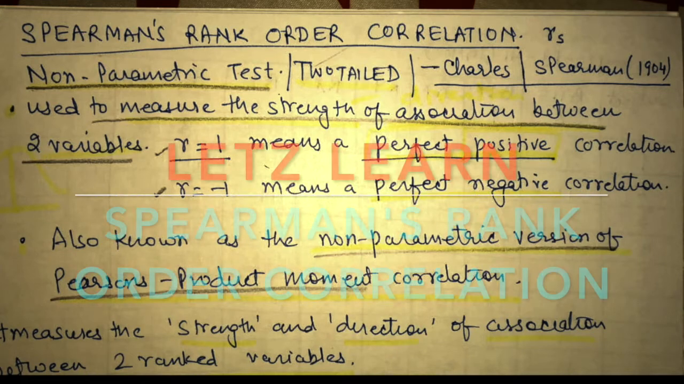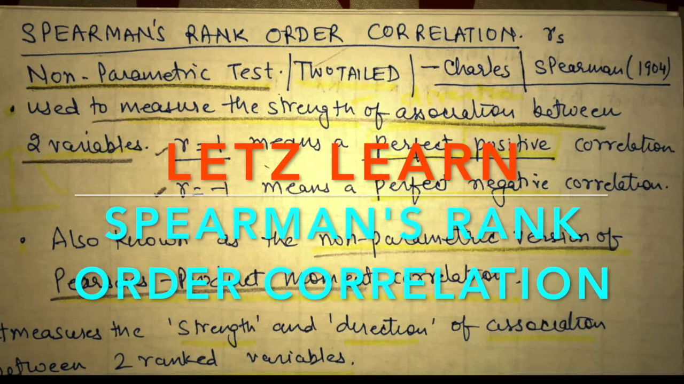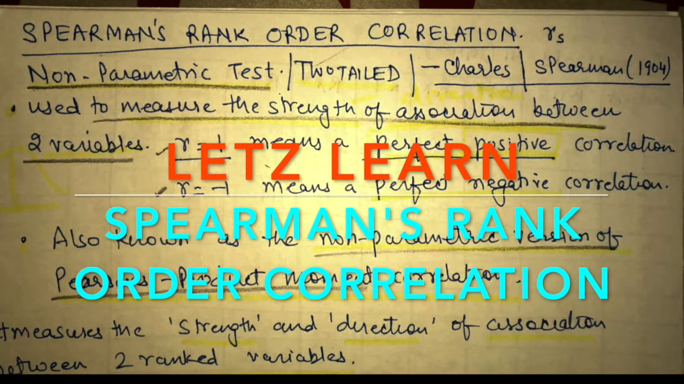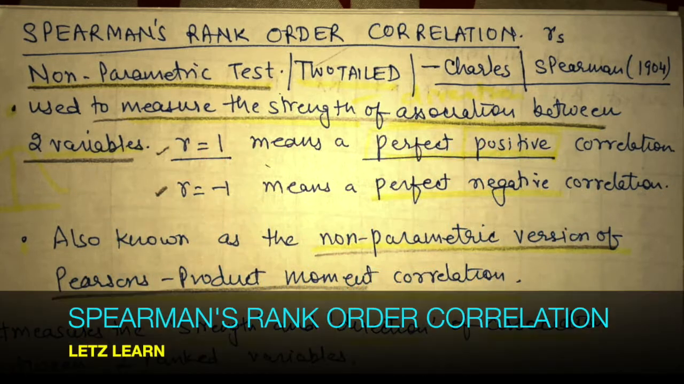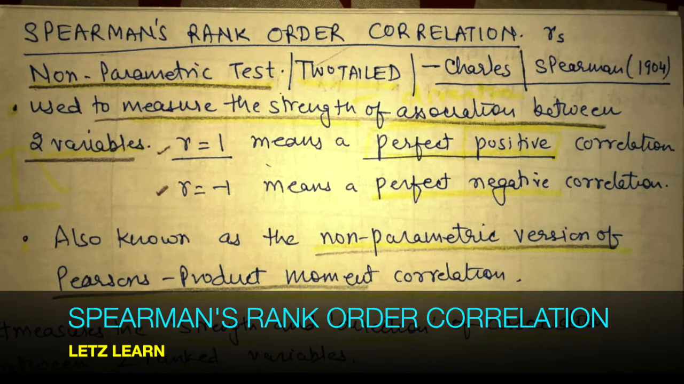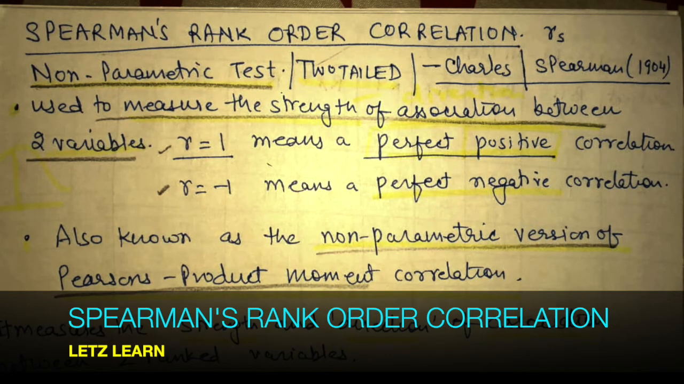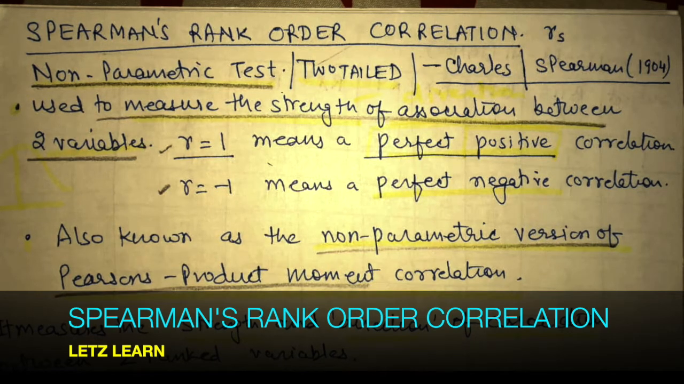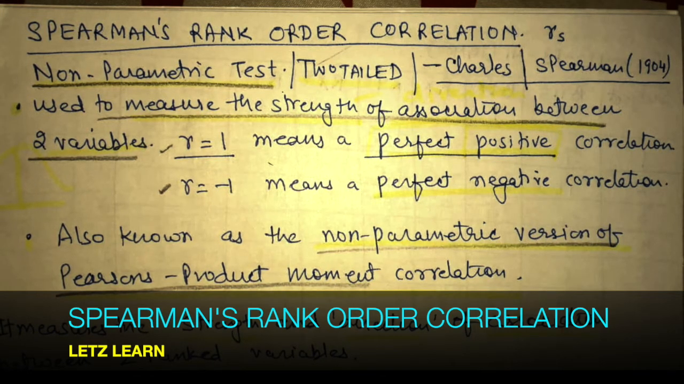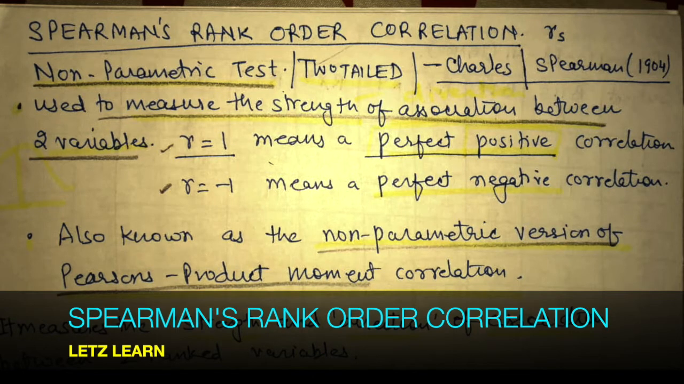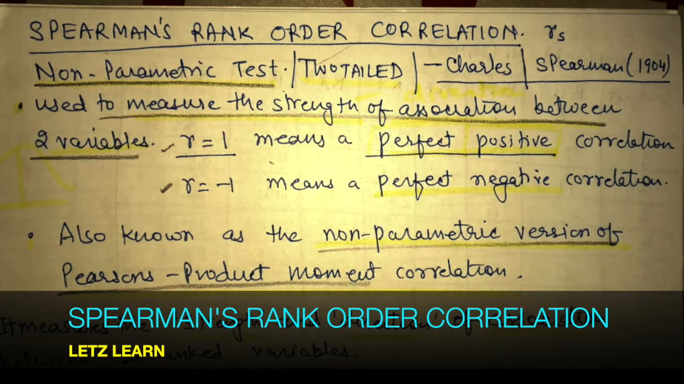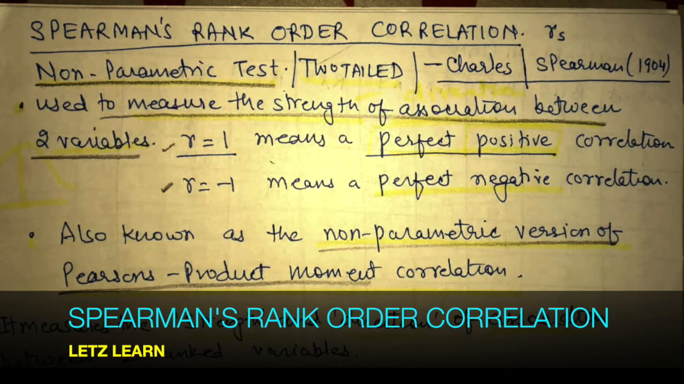We are talking about Spearman's rank order correlation here, which was developed by Charles Spearman in 1904. It is a non-parametric, two-tailed test that is used to measure the strength of association between two variables. Spearman's rank order correlation is denoted by Rs.